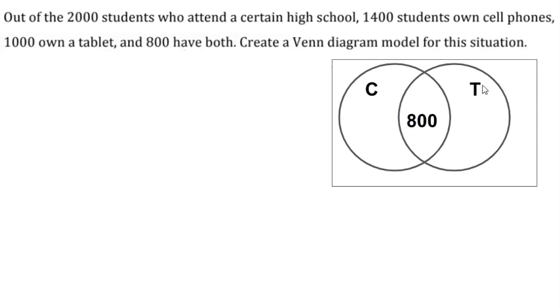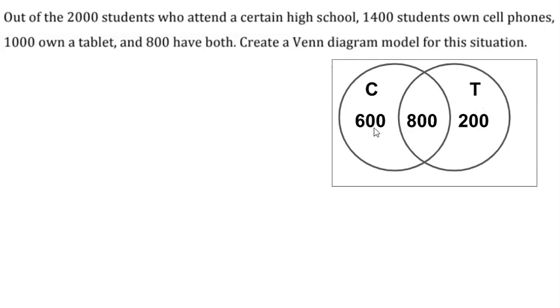Now we know that there are a total of 1,400 students that own a cell phone. 800 have already been accounted for, so that means that 600 must own a cell phone and not a tablet. Since there are 1,000 that own a tablet and 800 have already been accounted for, that means 200 must own a tablet without a cell phone.